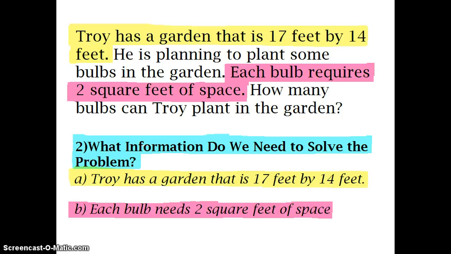The information that we need in order to solve the problem are the following. A, we need to know that Troy has a garden that is 17 feet by 14 feet. And also B, each bulb needs 2 square feet of space.